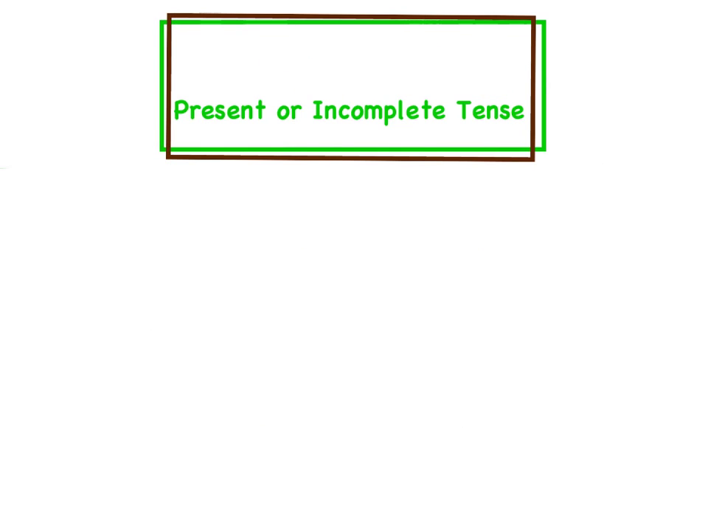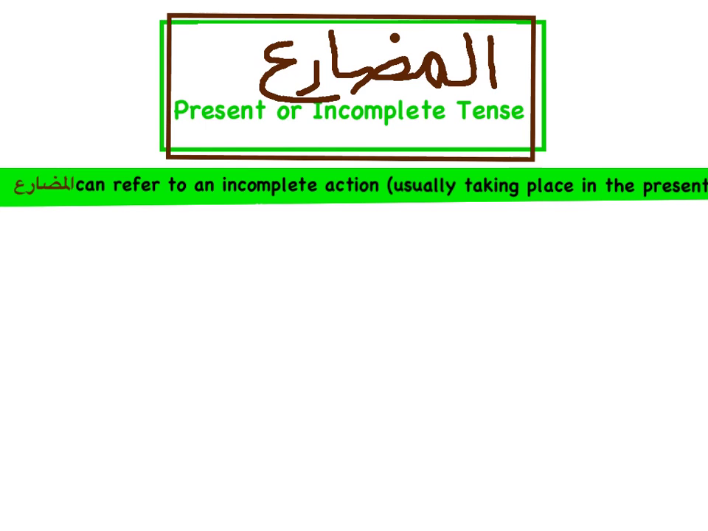Okay, let's take a closer look at the present tense or the incomplete tense in Arabic. المضارع can refer to an incomplete action usually taking place in the present. What we mean by incomplete is that the action is happening in the present and it's going to continue in the future. We don't know if it's going to finish soon or when.